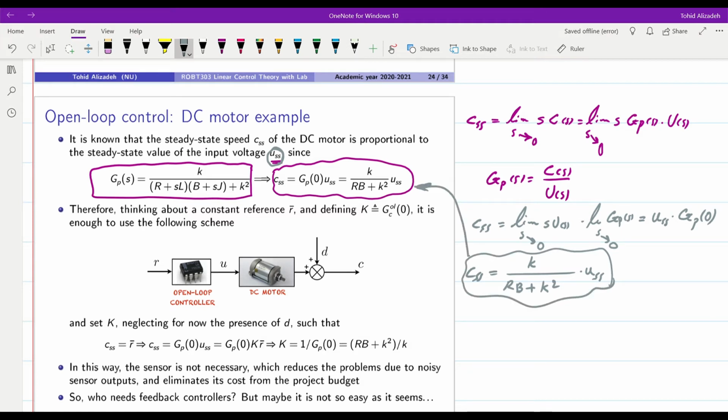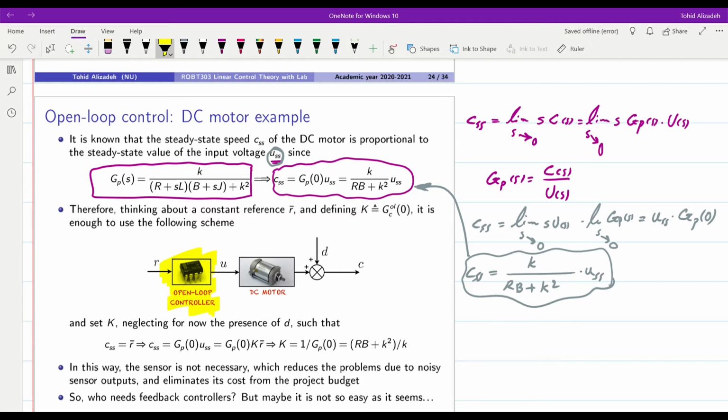So the steady-state value for the speed of the motor will be proportional to the steady-state value that we have for the input voltage. On the other hand, the input voltage for the DC motor comes from the output of the controller, as you can see over here.